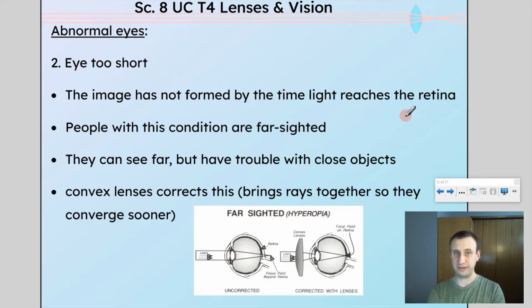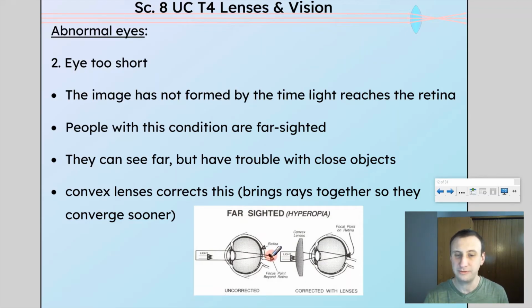They're actually able to see further away, but they struggle seeing things that are up close. So the way to fix this is to bring the rays together so that they converge a little bit sooner. So I'm going to use a double convex lens for that, which will, again, just cause the rays to come together a little bit sooner so that it hits the retina properly instead of that image forming past where the eyeball would be.